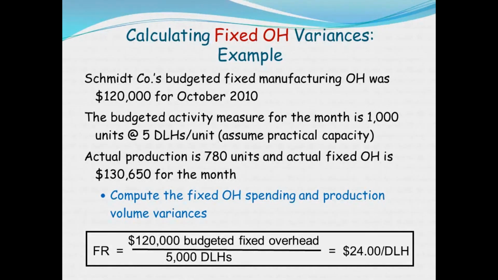You're selling 1,000 units at 5 direct labor hours per unit. And so every time you sell a unit, you have to apply $24 per direct labor hour. And if you assume the 5 direct labor hours, that's $120. So $120 per unit sold is going to be application of your fixed overhead.